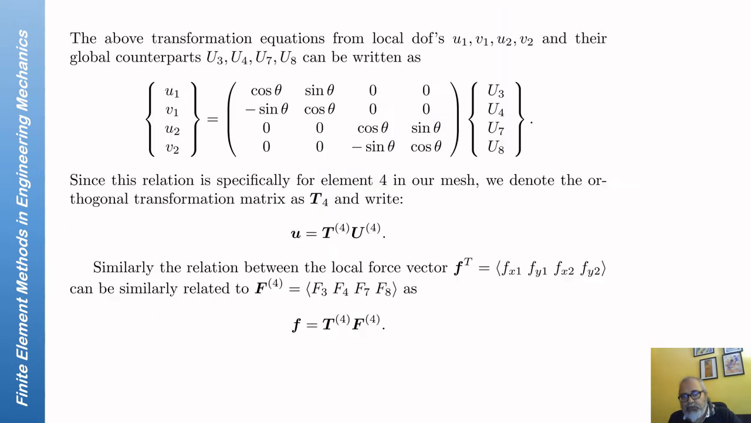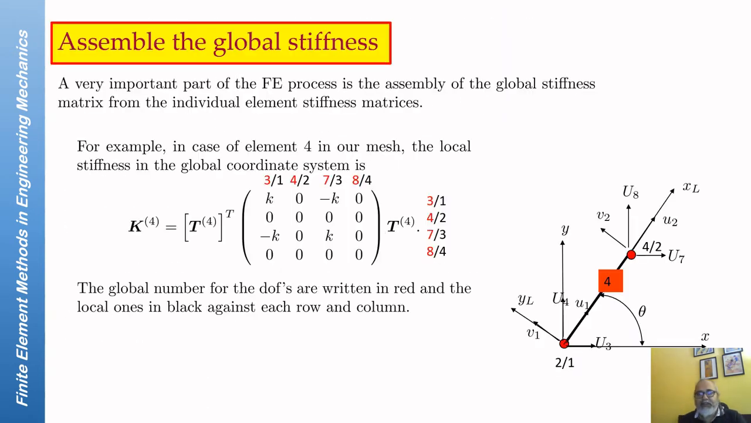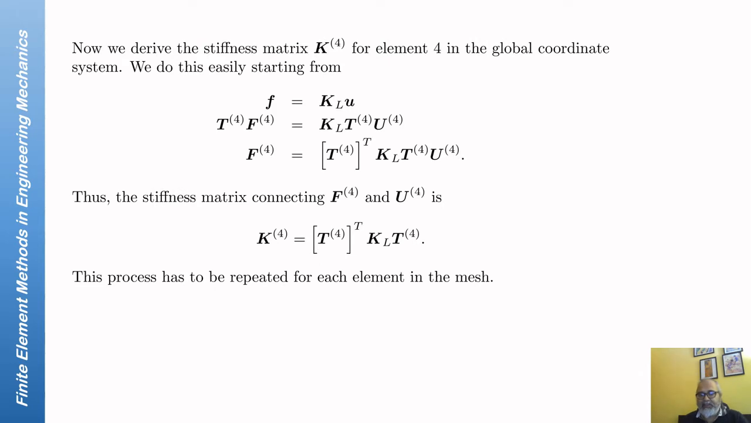So the way that works is this. We have already seen this transformation, that the element stiffness matrix in the global coordinate system is related through the transformation matrix to the element stiffness matrix in the local coordinate system. So this is a 4 cross 4 matrix, and this is also a 4 cross 4 matrix.